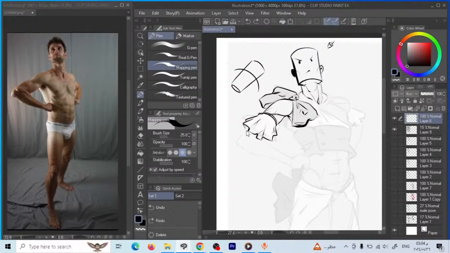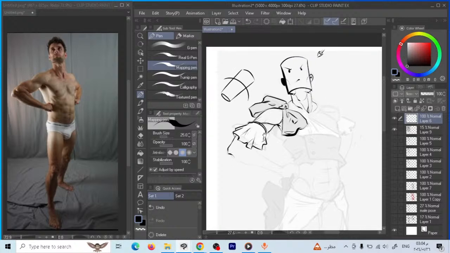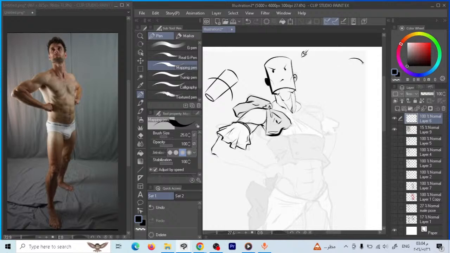Let's go with the pumping here. If you're also struggling with drawing the pumps and the anatomy and so on, you can go for the big cylinder, and then add muscles above it. Okay, you like the muscle, just look for the pumps and that's it.